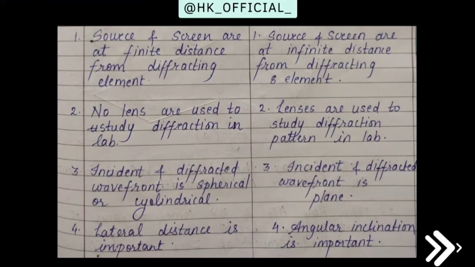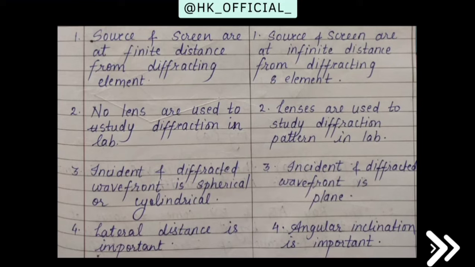Then the second point: in Fresnel no lenses are used to study diffraction in the lab, and in Fraunhofer lenses are used to study the diffraction pattern in the lab. In the diagram itself we get to know that lenses are used in Fraunhofer and not used in Fresnel.